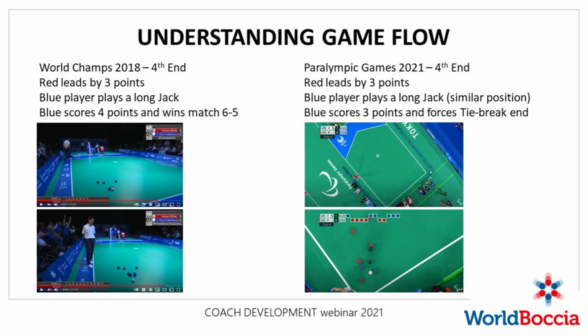6-5. On the right-hand side, we have the Paralympic Games, which took place this year, which were fantastic. Same situation: we have the BC3 pairs gold medal match, Korea versus Japan. Now the correlation here is that the same Korean athlete from the World Champs in Liverpool is actually playing in this pairs match for Korea. Red leads by 3 points heading into the fourth end.